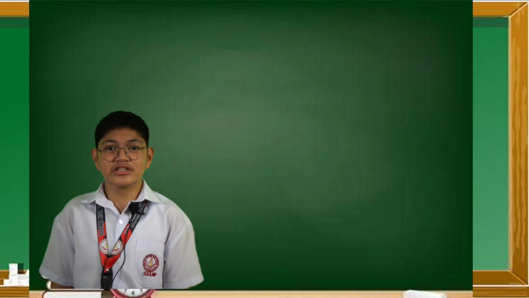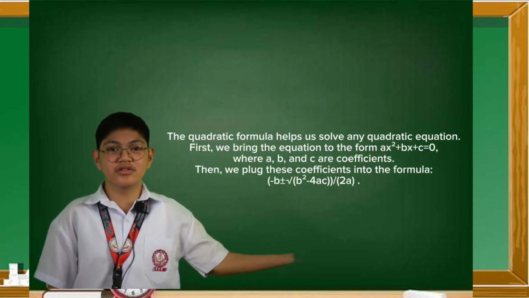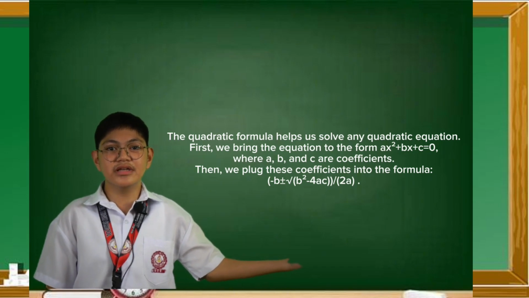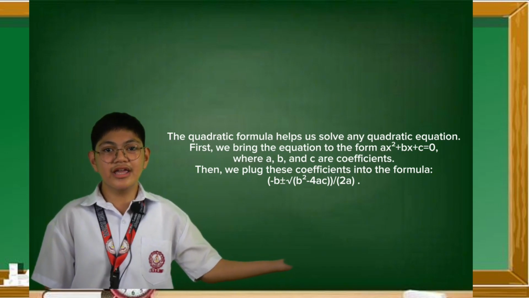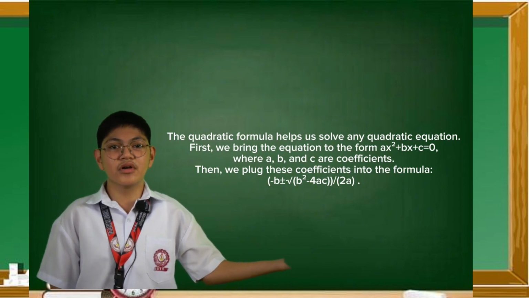First, what is the quadratic formula? The quadratic formula helps us solve any quadratic equation. First, we bring the equation to the form ax squared plus bx plus c equals 0, where a, b, and c are coefficients. Then, we plug these coefficients into the formula.